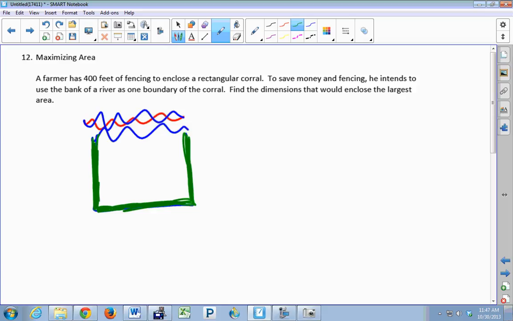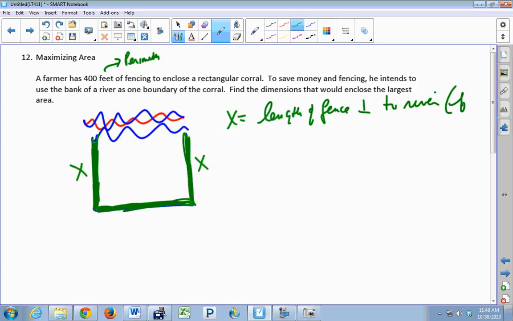You have 400 feet of fence. What geometric measurement do we call that 400 feet of fencing? Perimeter. You knew it had to be one of them, right? So this is the perimeter. So if I let x be the length of the fence that's perpendicular to the river, then right here I'm going to mark those x, and that's going to be in feet.